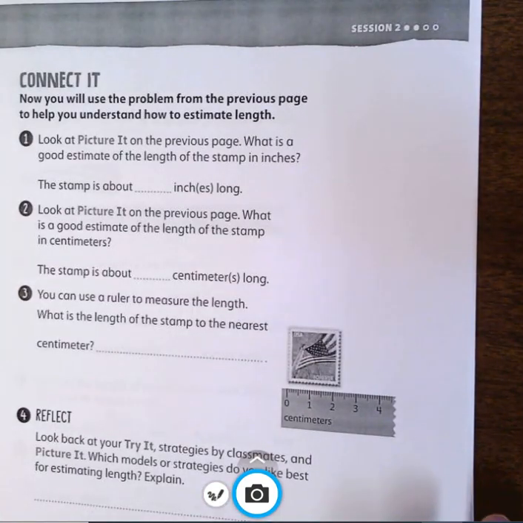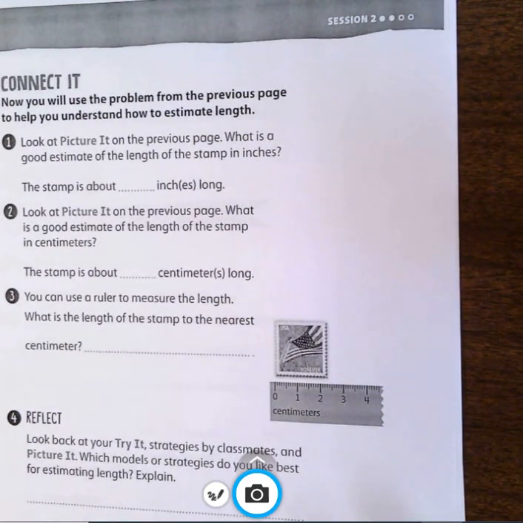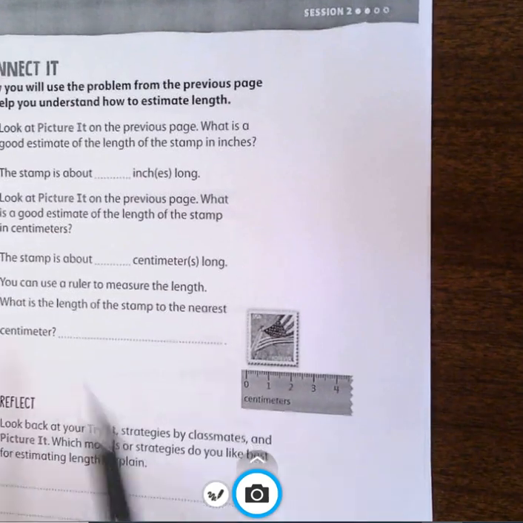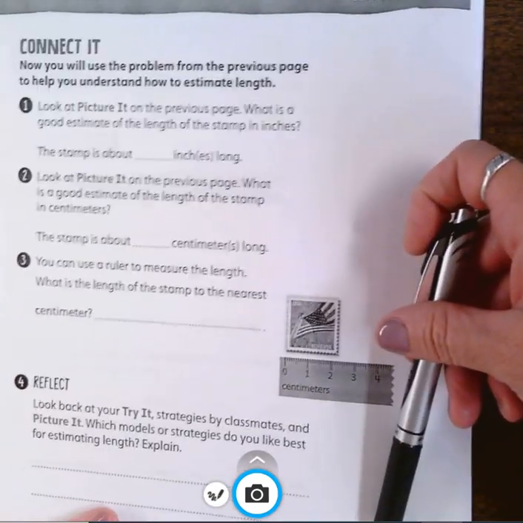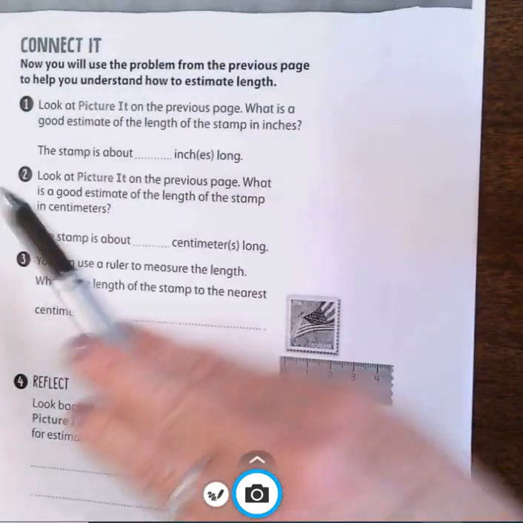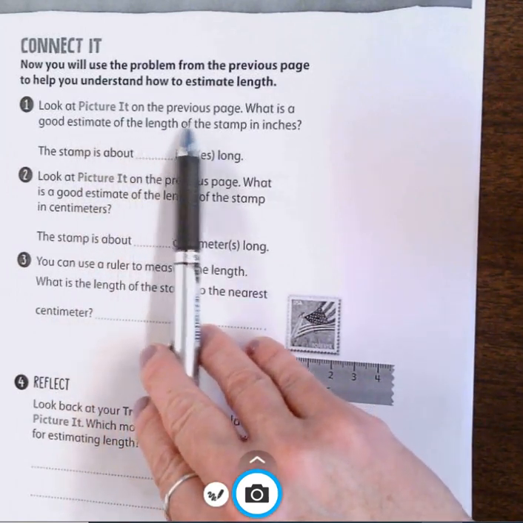Okay, so this is the page that you get to do by yourself. Page 500. Oh, nope, we're still connecting it. I'm sorry. You don't have to do this one by yourself. We're going on to session 2. Okay, this one we'll do together. The next pages you will do by yourself. Look at the picture on the previous page.